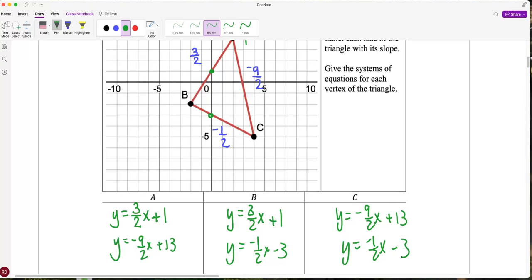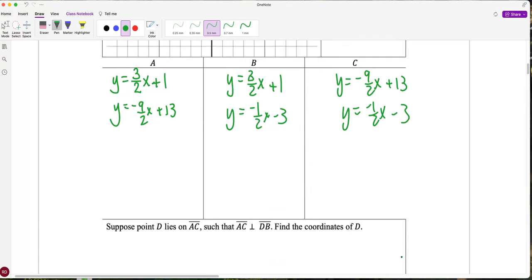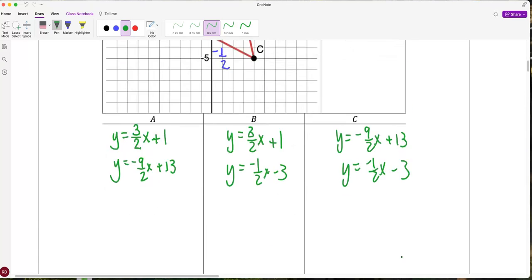Okay, so this is sort of going backward. Normally I give you the two equations, you tell me the point. This one is different. I'm giving you the points, you come back and tell me the equations. Let's look at the next one.